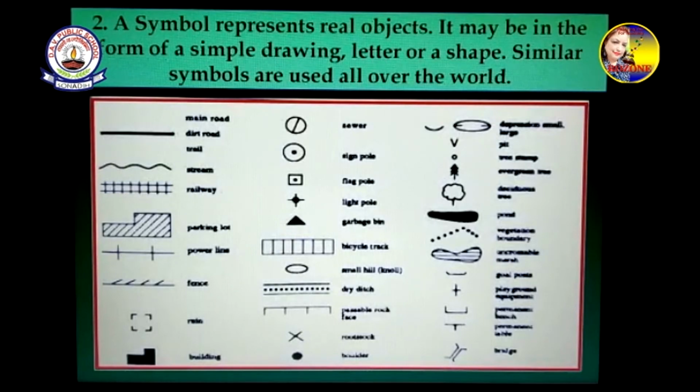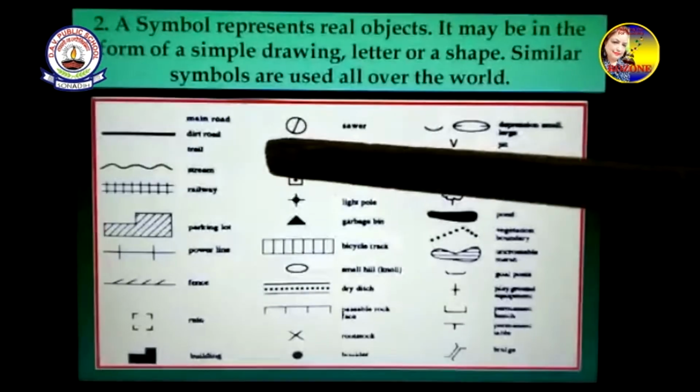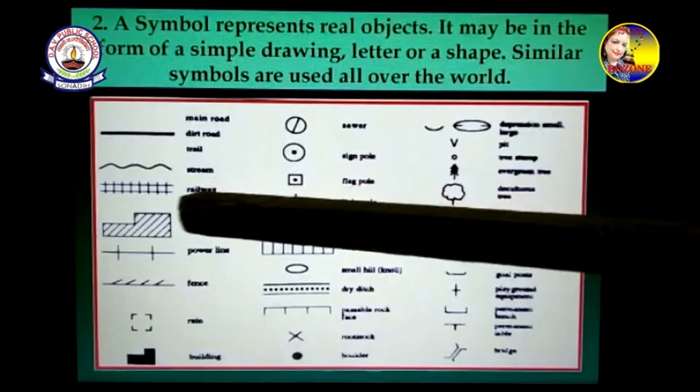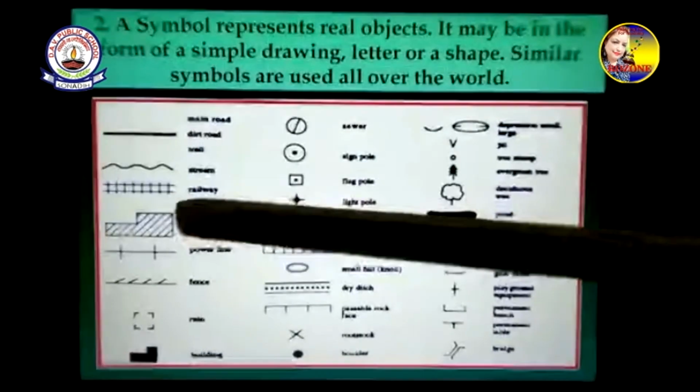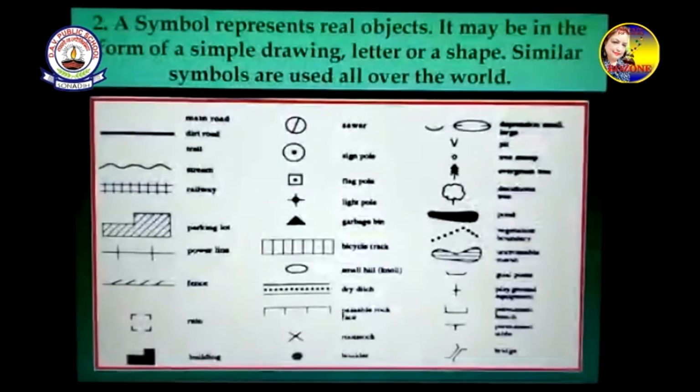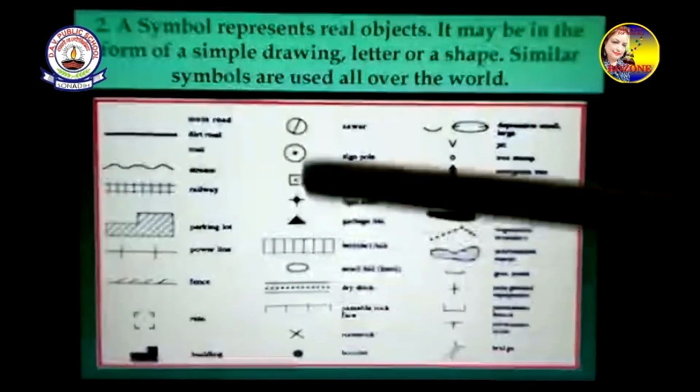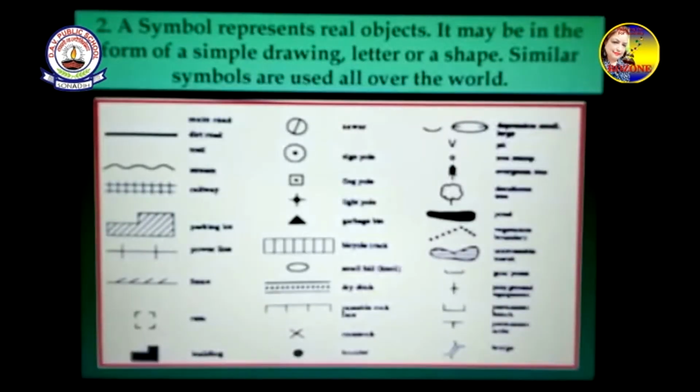You can see this straight line means main road, dirt road. This curved line means stream. These crossed lines are railway, and so many other things. You can read this and understand, and you will have to draw all the symbols which are there in your book. It may be in the form of a simple drawing, letter or shape.